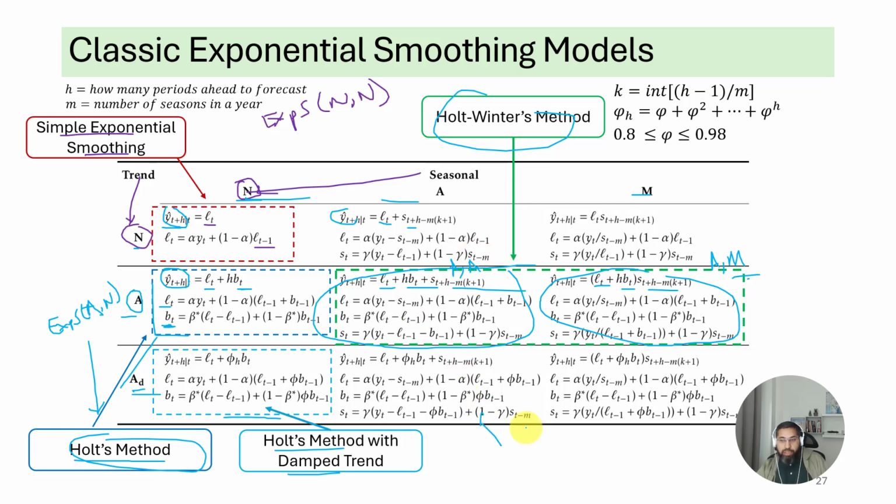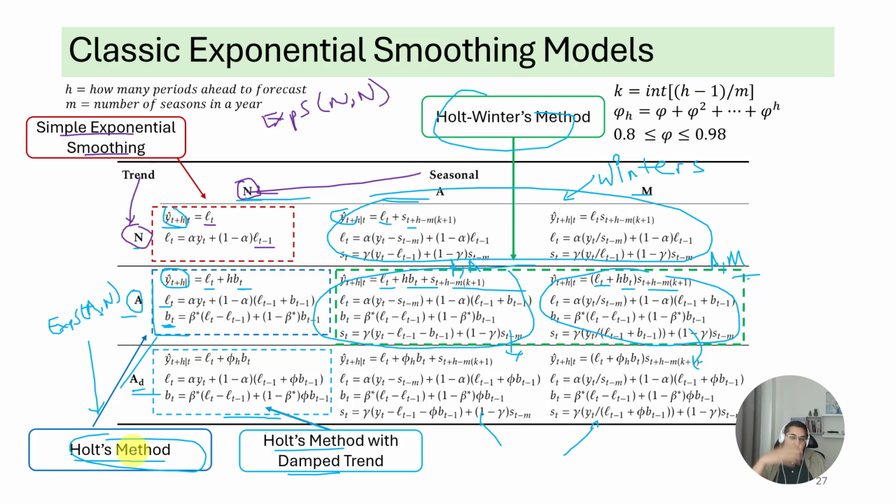And then this would be Holt-Winters method with a damped trend. So same thing, Holt-Winters with damped trend. Okay, and this with just seasonality and no trend, this is called just the Winters method. Winters alone. Because Winters came up with exponential smoothing for seasonality, Holt came up with exponential smoothing for trend.